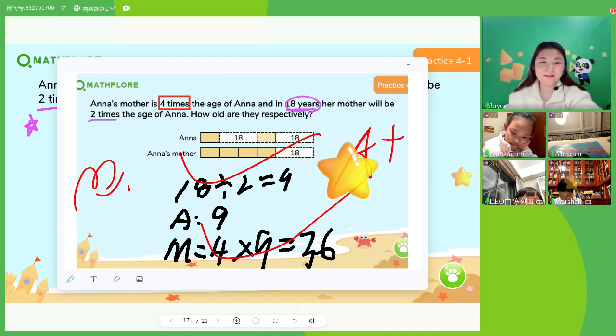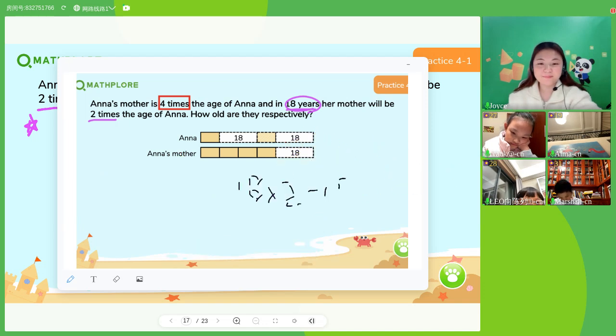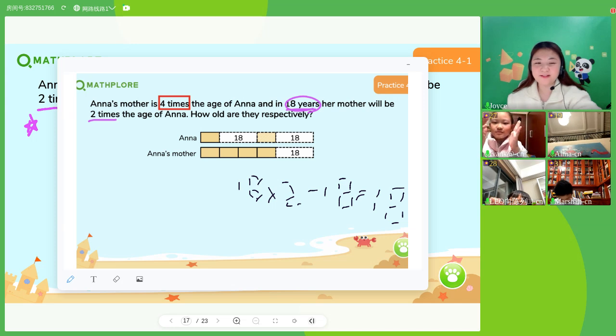And then what about you, Alma? Do you need some help? Alma, can you write the number into the normal way, because it's really hard to figure out the numbers you write. Okay.